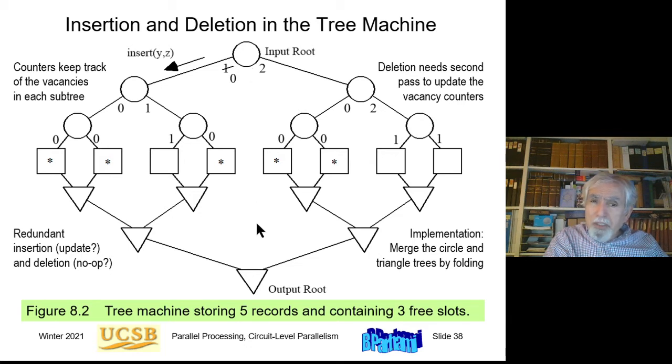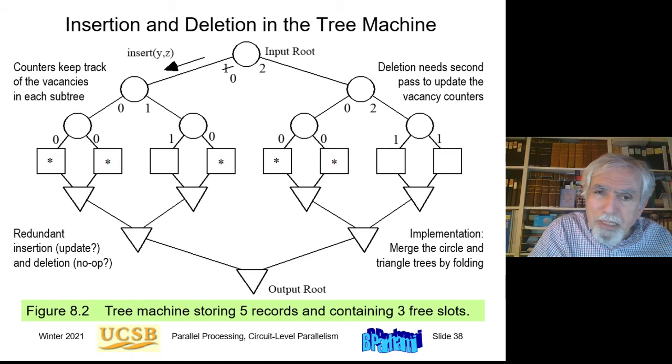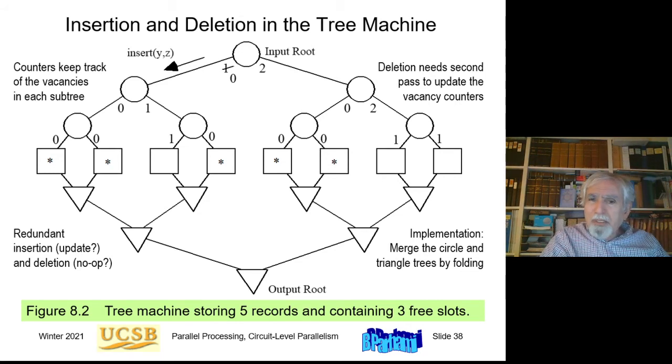More importantly, deletion actually takes 2 cycles. One cycle through the tree to do the actual deletion. And so basically searching and insertion must be paused, must be stopped while this update takes place. So it occupies one extra cycle of the machine to update these counters. If deletions are rare, then this may not be a serious performance disadvantage.